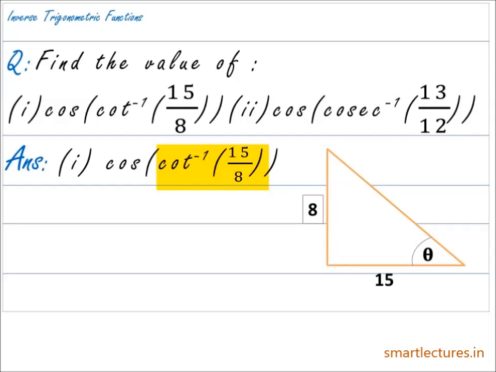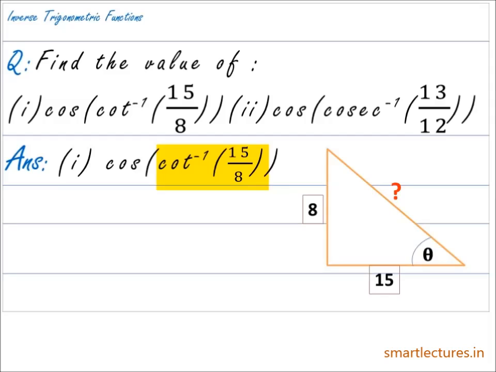So now in this right angle triangle, the perpendicular is equal to 8 units and the base is equal to 15 units. So let's first convert cot inverse 15 upon 8 into some angular representation of cos inverse function. For that, we shall have to find the value of cos theta for the given angle theta in this right angle triangle. Now cos theta is a ratio of base and the hypotenuse. In the given right angle triangle, the value of base is equal to 15, but we don't have the value of hypotenuse.